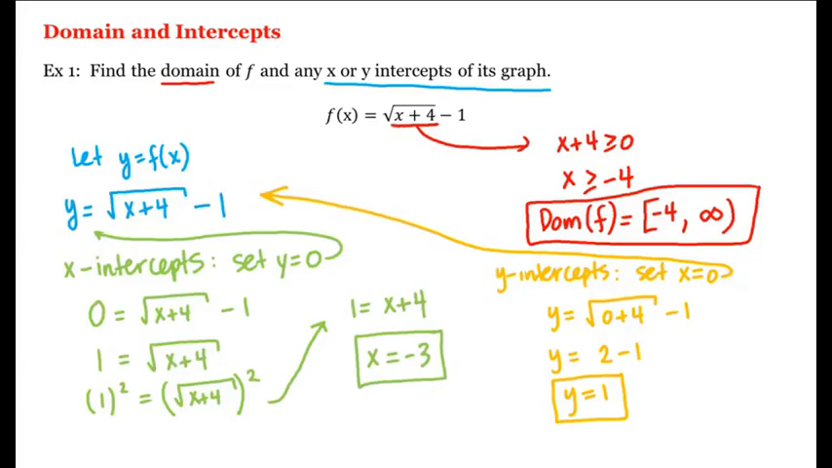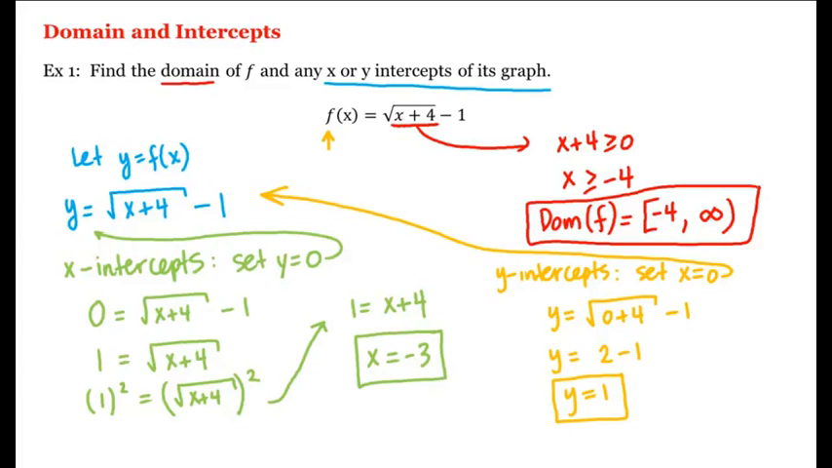Now, can the graph of a function have more than one x-intercept, or more than one y-intercept? There can be more than one x-intercept, but there cannot be more than one y-intercept. Because if this is indeed a function, then when x is equal to 0, there cannot be two different outputs for y. So therefore, there can be at most one y-intercept.